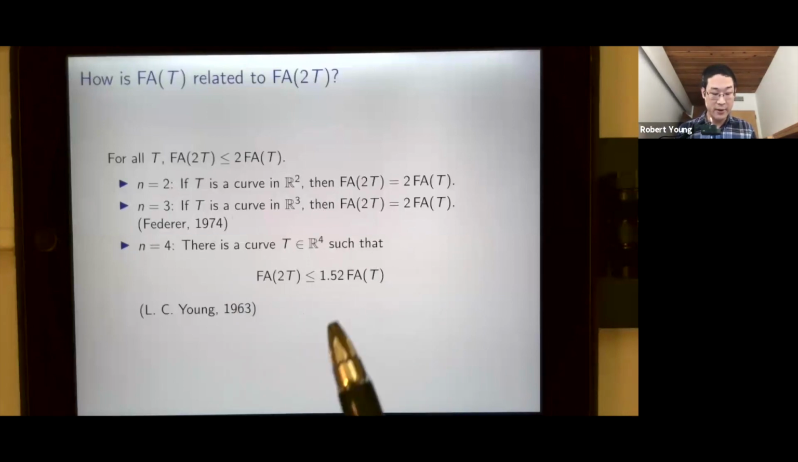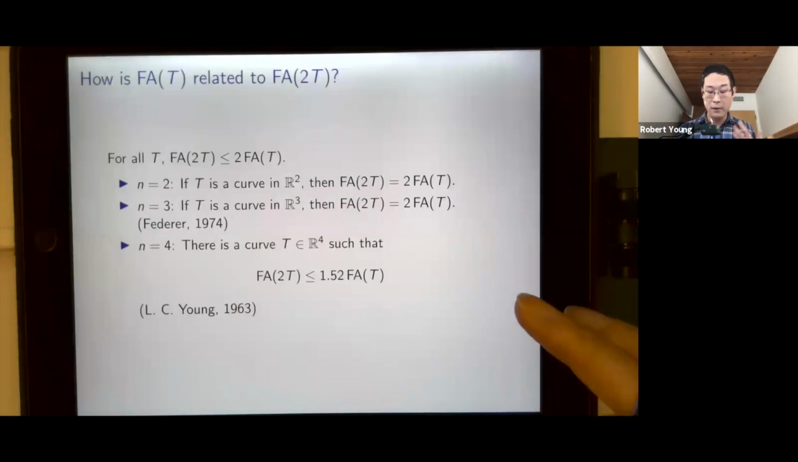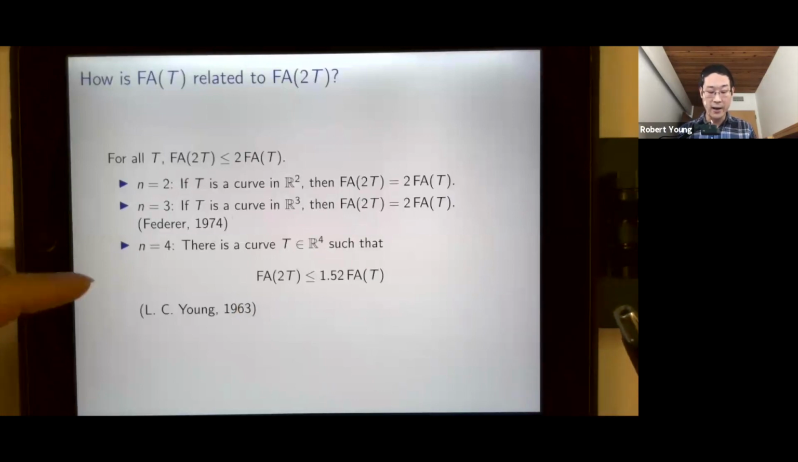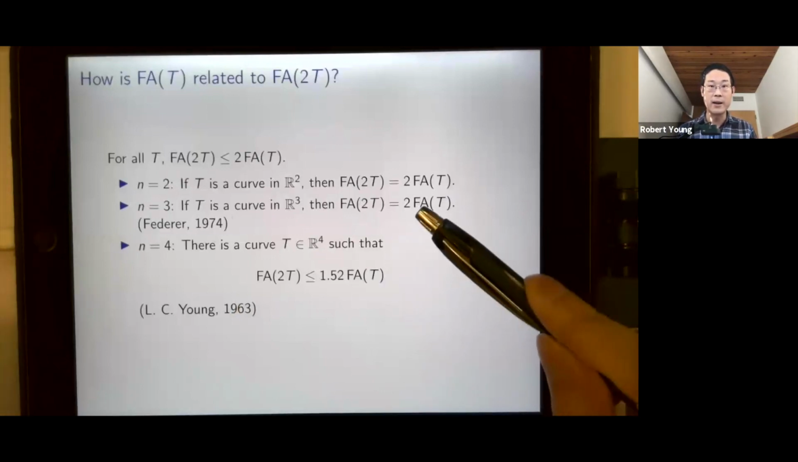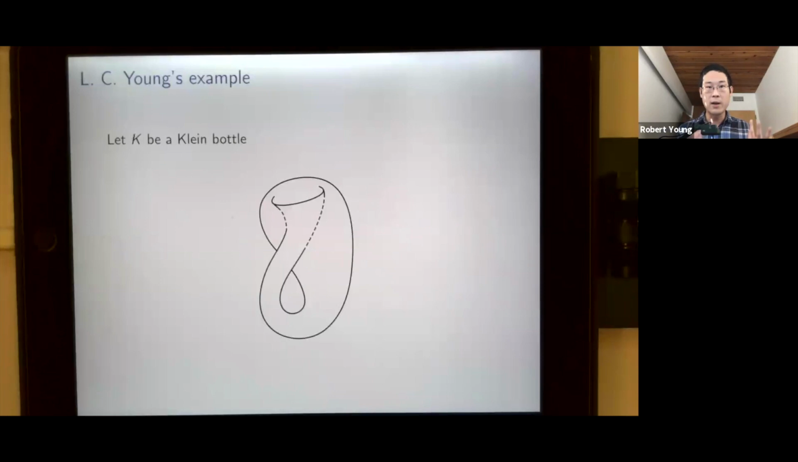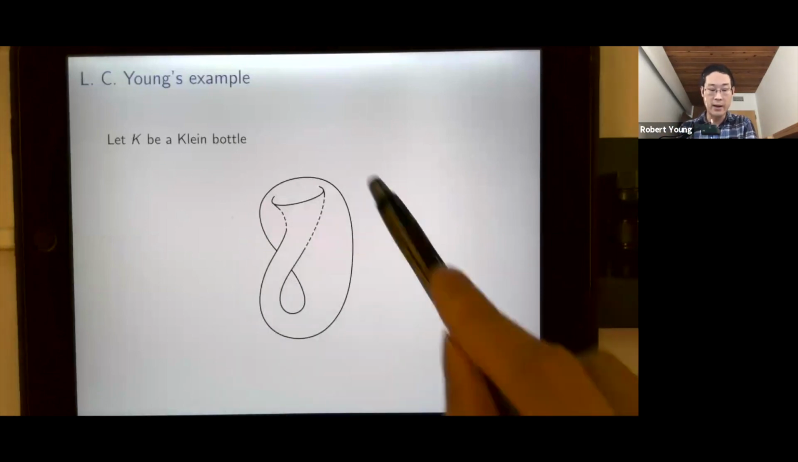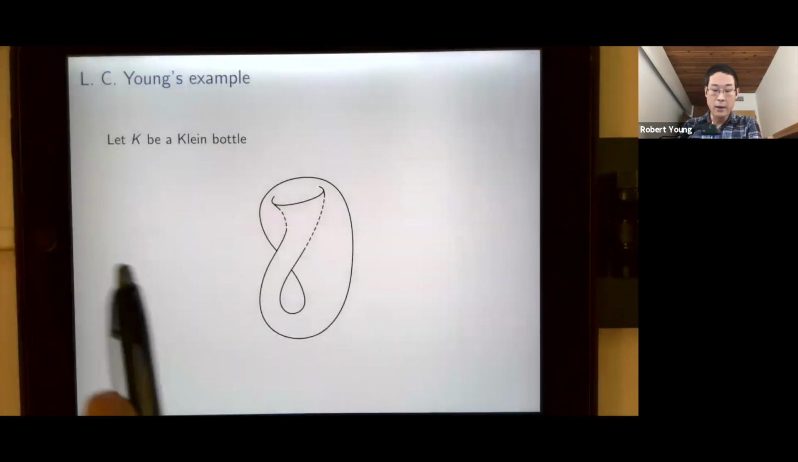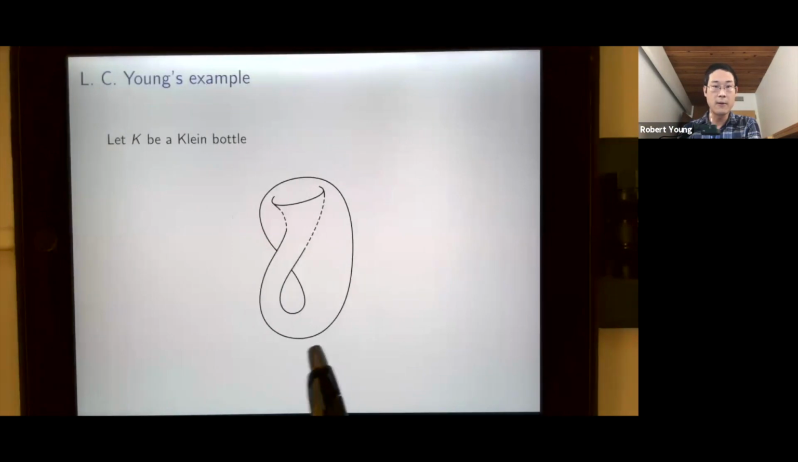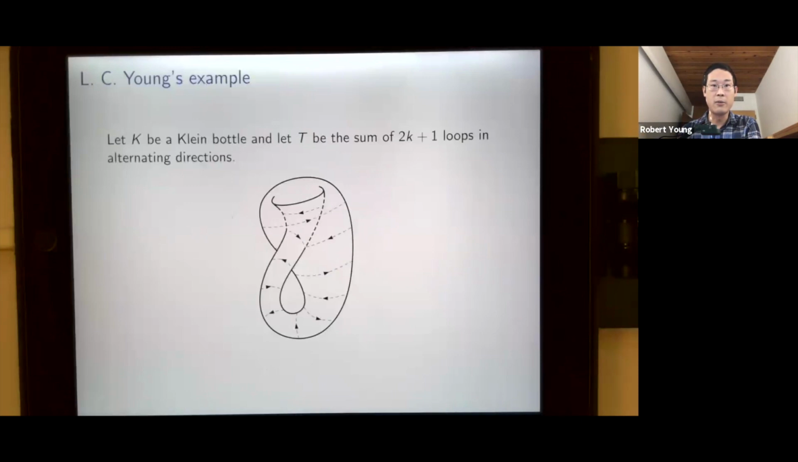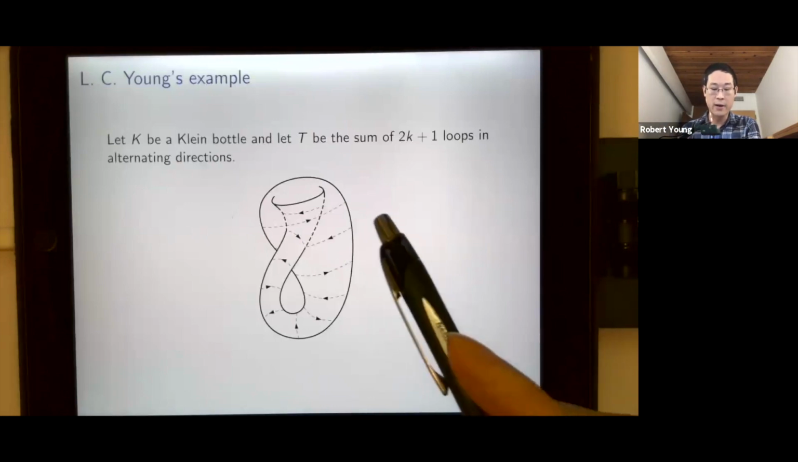But let me start by just showing you what this example looks like and showing you how to construct an example like this. So like I said, this example is related to the fact that you can embed non-orientable surfaces in R4, but not in R3. And so we construct this example based on an embedded non-orientable surface. So let's take, say, a Klein bottle in R4, like so. And then I'm going to construct a curve on this Klein bottle by drawing an odd number of loops, 2k plus 1 loops on the Klein bottle, and orienting them in alternate directions.